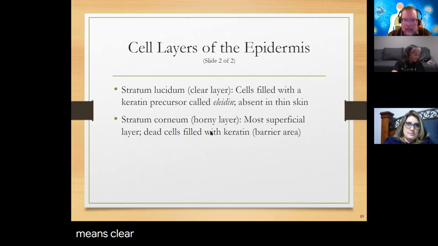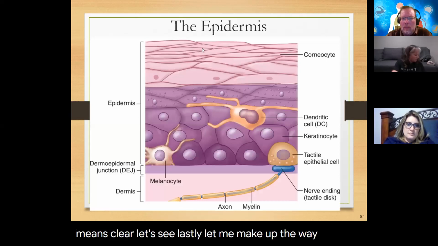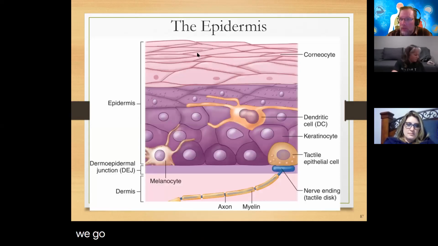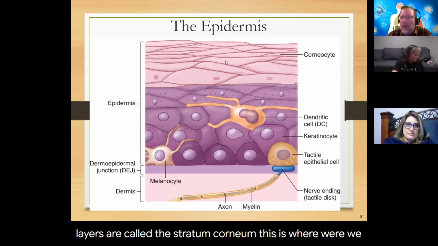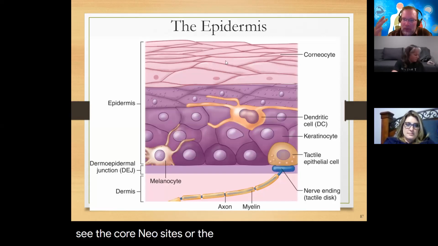Lastly, let me back up the wagons. Here we go. The entire outer superficial layer is called the stratum corneum. This is where we'd see the corneocytes, or the keratinocytes that have become completely dehydrated or keratinized.